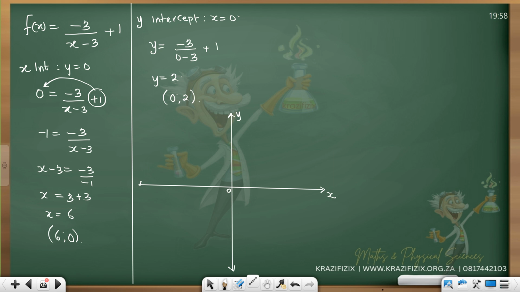Asymptotes. Vertical asymptote. What is x? Vertical asymptote, positive 3. Don't make it too wild, otherwise your graph looks funny. And horizontal asymptote, y equals 1.